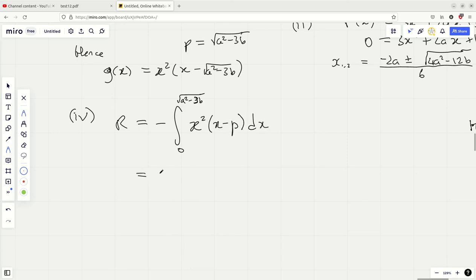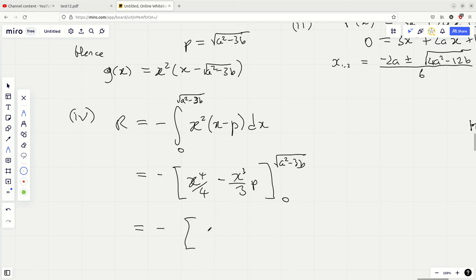So I integrate it. And as you can see, that's going to become x cubed minus x squared p. So I think I can integrate that in my head to x to the 4 over 4, that's the result of integrating x cubed, and then I've got minus x squared p, well, that's minus x cubed over 3 times p, between root of a squared minus 3b and 0. Well, that is the minus of, now let's do this carefully.